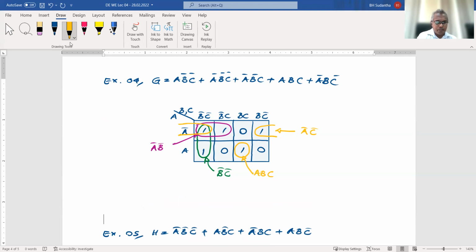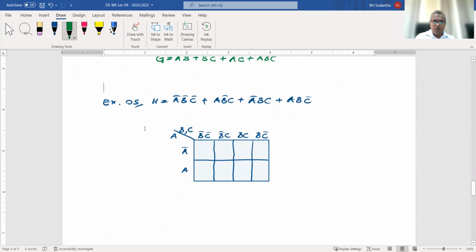Okay, then the new minimized equation is G equals A bar B bar, B bar C bar, A bar C bar, and ABC. That's it.